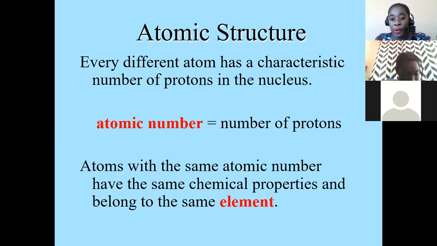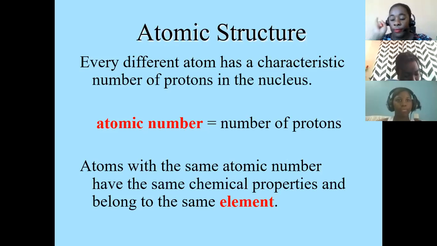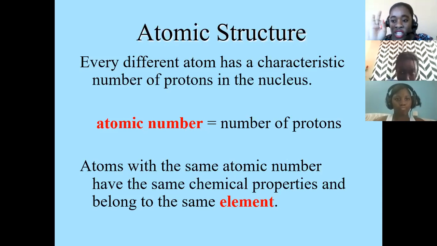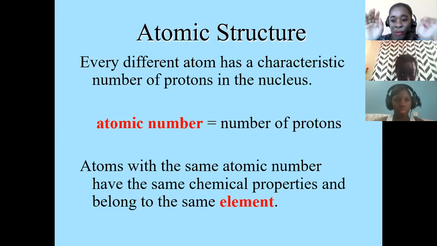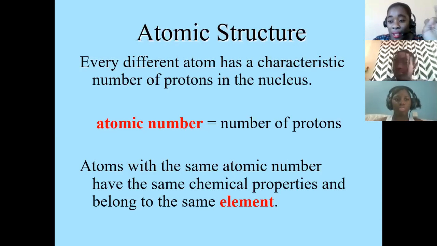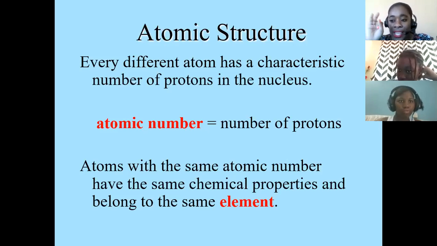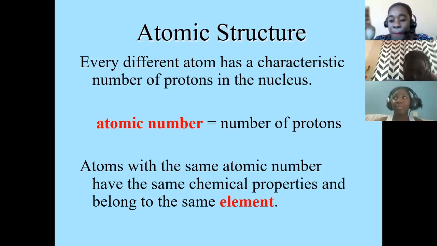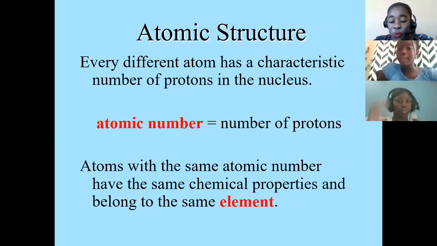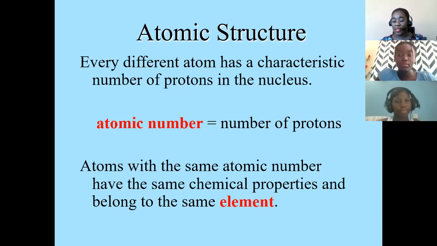And how do we know the atomic number? The atomic number is like you're counting. So for hydrogen, it's going to be 1, helium 2, lithium 3, beryllium 4, boron 5, carbon 6, nitrogen 7, oxygen 8, fluorine 9, neon 10, sodium 11, magnesium 12, aluminum 13, silicon 14, phosphorus 15, sulfur 16, chlorine 17, argon 18, potassium 19, calcium 20. That's the atomic number for the first 20 elements of the periodic table.